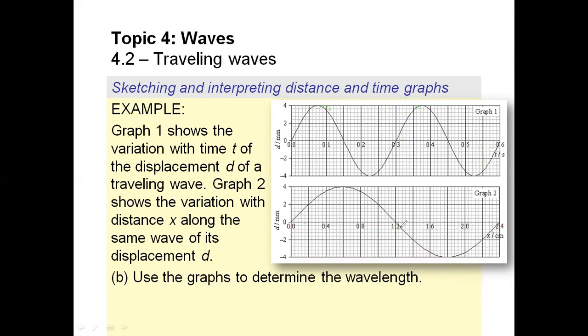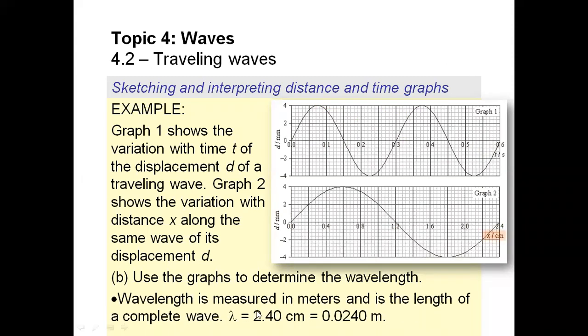Is it 24 or 2.4? Probably 2.4. We will see now. Okay, the wavelength is measured in meters and it's the length of a complete wave. So it's 2.4 centimeters. So that distance is going to give us the wavelength, which is equal to 2.4 centimeters. And if we change into meters, it will be 0.024 meters. Okay, that's the wavelength.